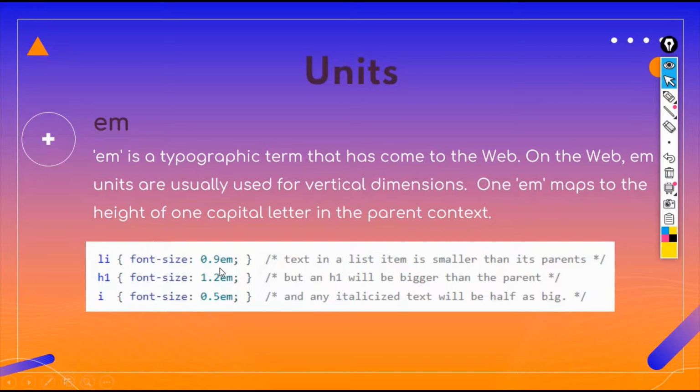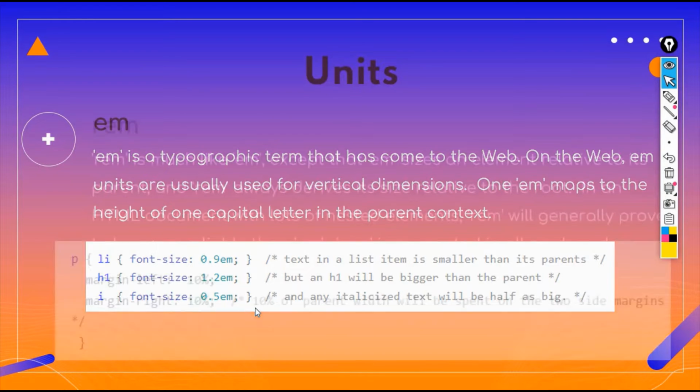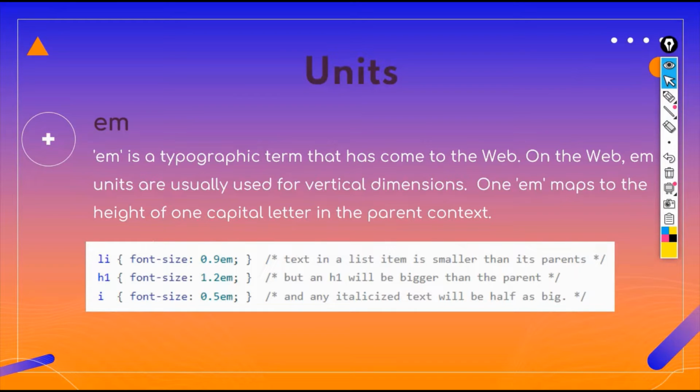So for example, with this value with the em unit, the text in the list is smaller than its parent. Here with 1.2 em, H1 will be bigger than the parent, and with this value, any italicized text will be half as big. So all the text sizes here are relative to the page's base sizes.